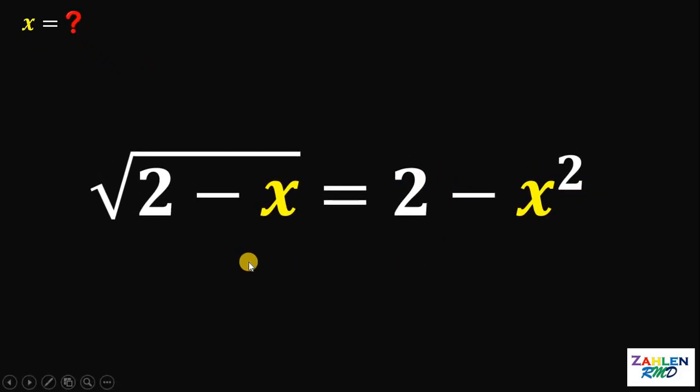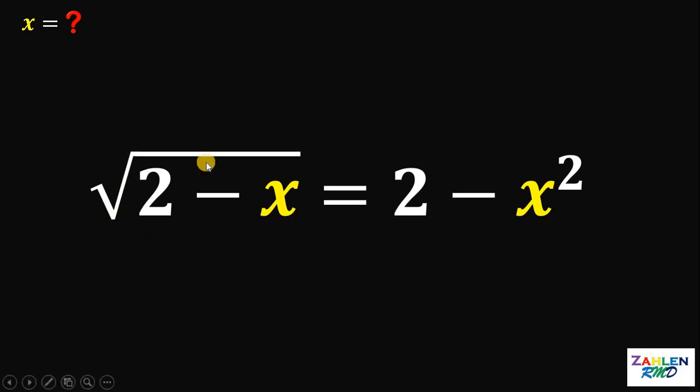Our goal in this question is to solve for the value of x. So given this equation, square root of 2 minus x equals 2 minus x squared. Now the question is, how are we going to answer this question? So we will do the normal way.